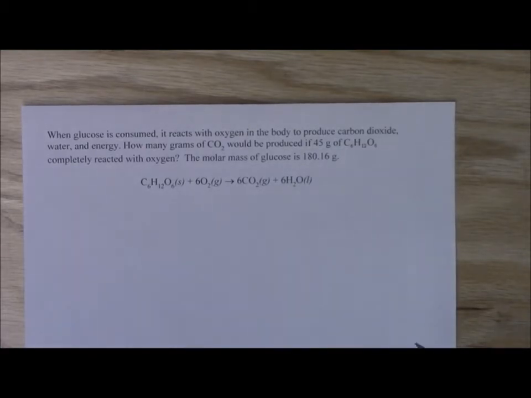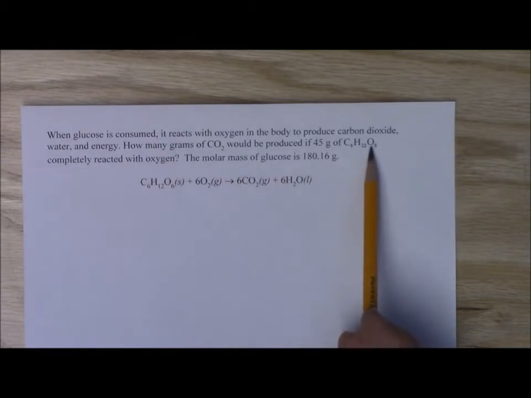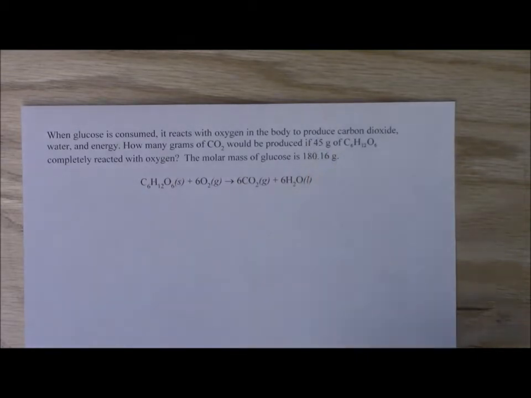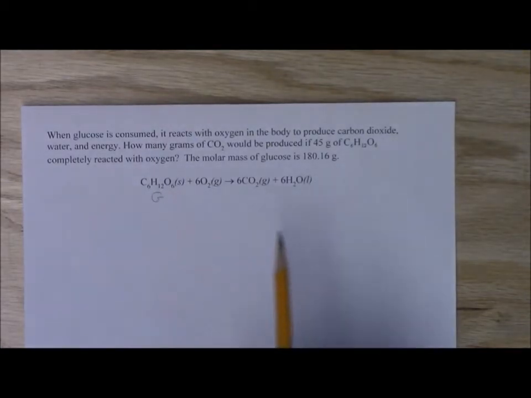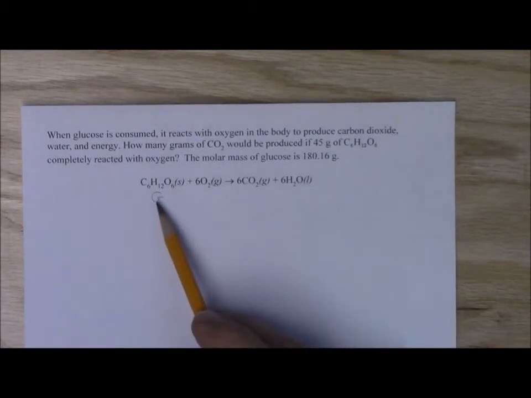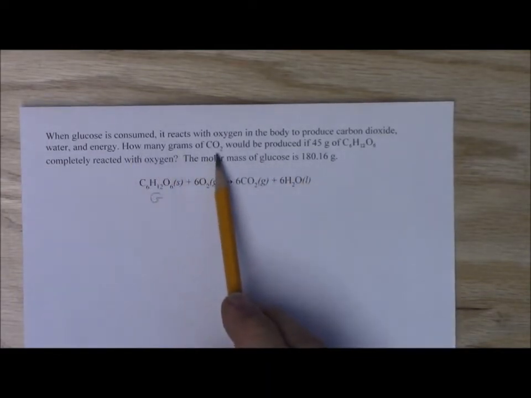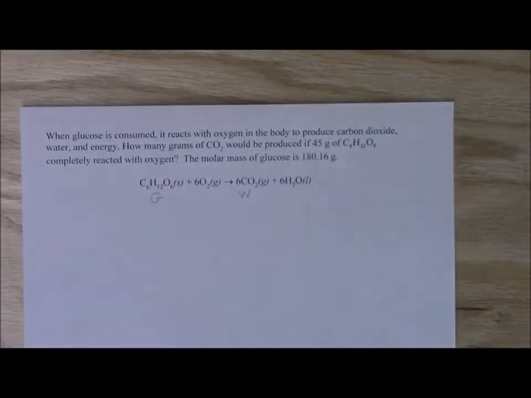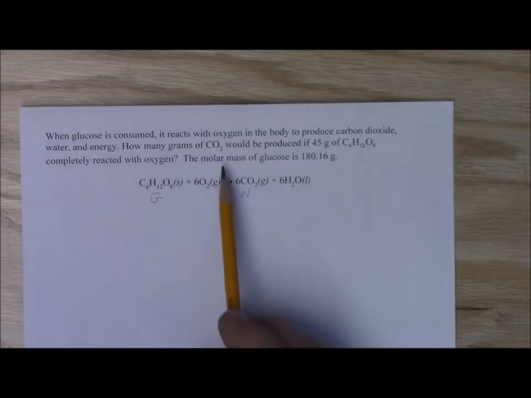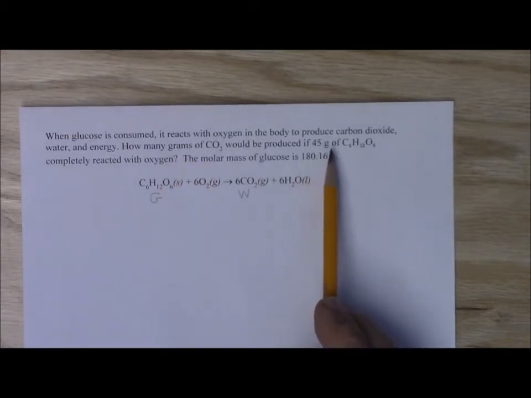First step, identify the given substance and the wanted substance. Well, they're giving us 45 grams of glucose, so that's our given. So I'm going to put a G right under glucose here. G is for given, not for glucose. And the wanted substance, they're asking how many grams of CO2? Well, CO2 is the wanted substance. And now the units here, they're asking for grams, and they're giving us grams.